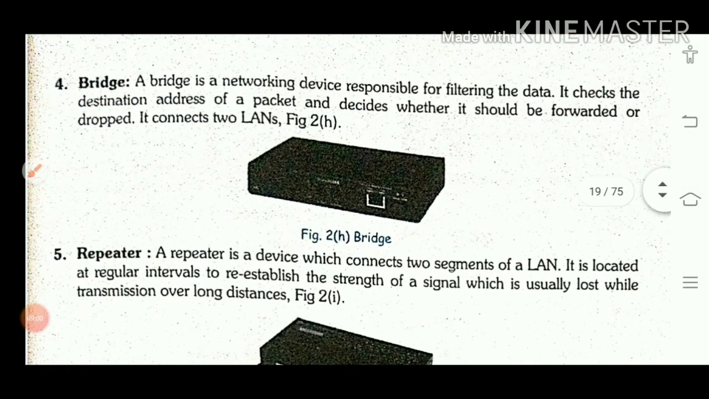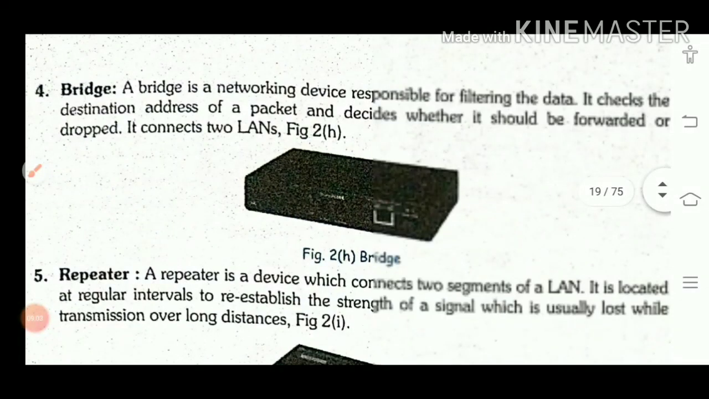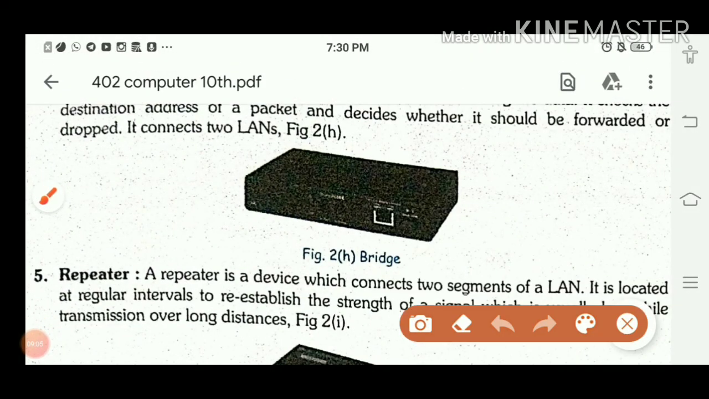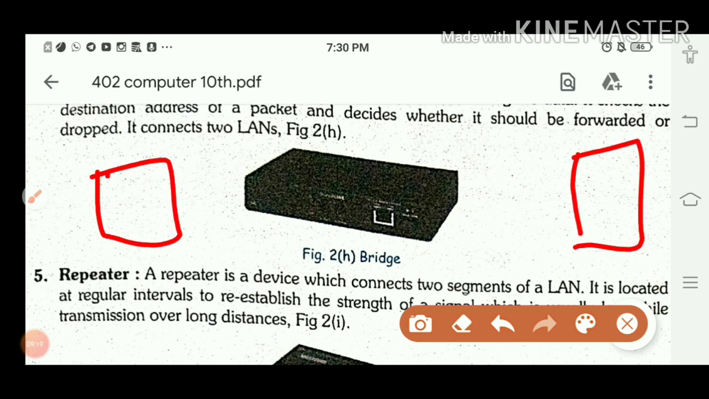Children, after this, the next one is the bridge. What is the function of the bridge? We use the bridge for connecting. You have seen that in your general life also. What will a bridge do? A bridge will connect two different locations. So here two different LAN networks are connected with the help of a bridge. This one is LAN 1 and this one is LAN 2, and these two LANs are connected to the bridge.